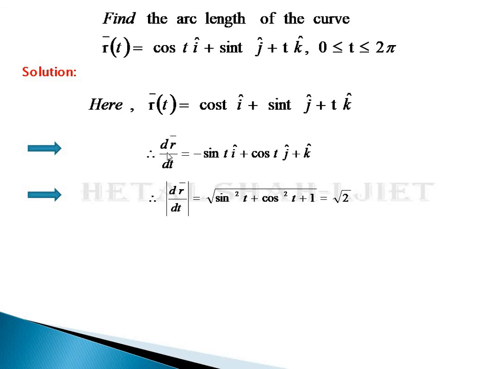The modulus of this derivative: the multiple of i cap is minus sin t, so the square of minus sin t is sin square t, plus cos square t, plus 1. Sin square t plus cos square t is 1, and 1 plus 1 is 2, so this is root 2. Now the integration of this modulus with respect to t with the limit 0 to 2 pi, as our boundary is 0 to 2 pi.